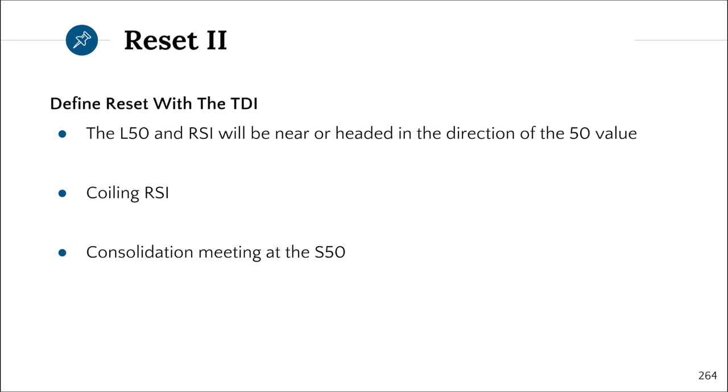You're going to be able to define reset even more specifically when you look at the TDI. The liquid 50 and RSI value will be near the stationary 50 value if you're in reset. The RSI might also coil, get really tight together, making higher lows and lower highs closer and closer together. Or you might see the entire TDI, liquid 50 trend line, and RSI all consolidating at the stationary 50. So any of these are indicators to us that we might be in reset.